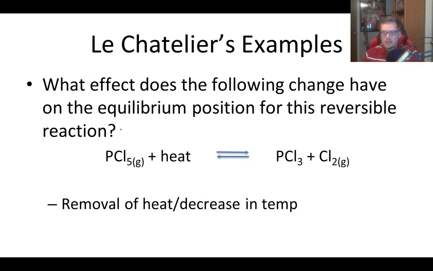All right, let's try this one. What effect does this have on the equilibrium position? We have PCl5 plus heat, so this is an endothermic reaction because our heat is a reactant. PCl5 plus heat is in equilibrium with PCl3 and Cl2. It says we remove heat or decrease the temperature. So we take the container that all of this is going on in and put it in an ice bath. The heat will go down, and therefore we're decreasing the concentration of a reactant, so our whole reaction is going to shift to the left.